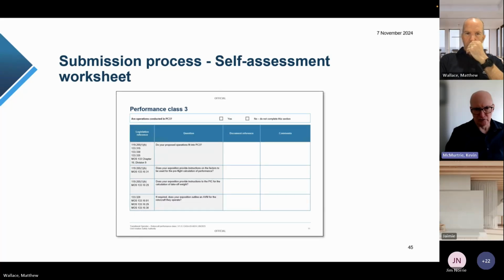And the Performance Class 3 slide, again, as I said before, there's not a lot of information that you need to complete, and it's just referring to the particular section in your exposition or operations manual of where that process or procedure is, and any additional comments. And next slide.